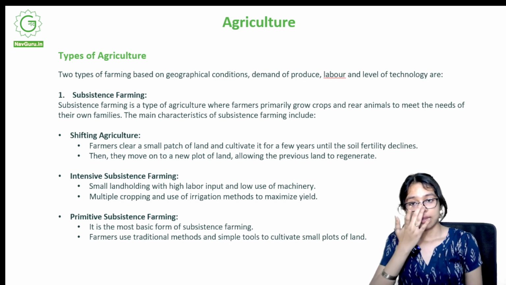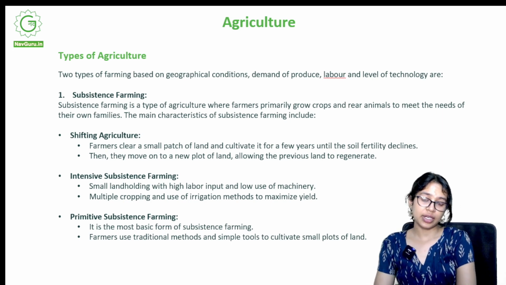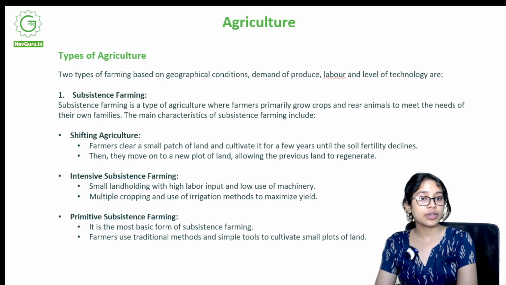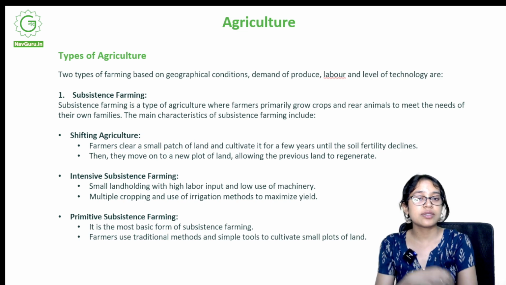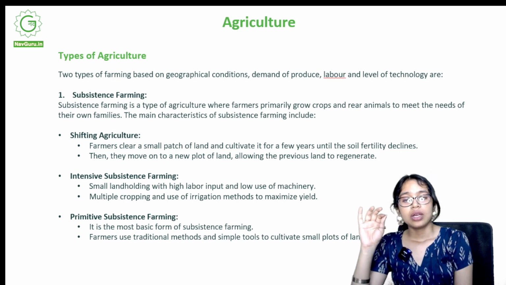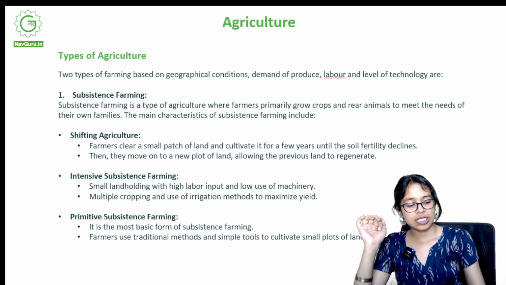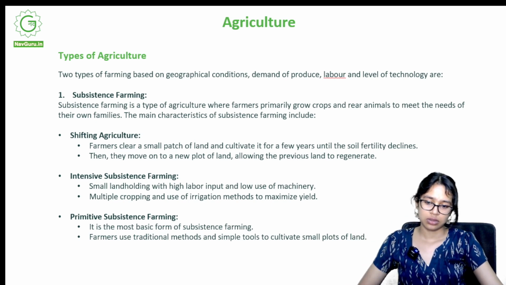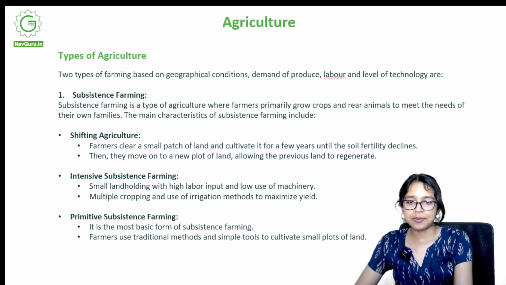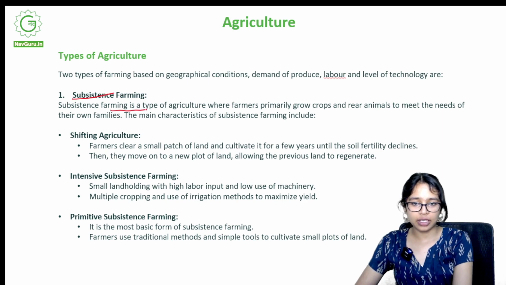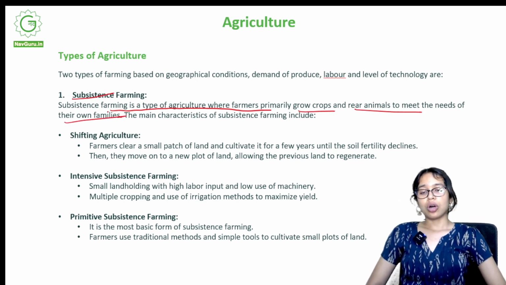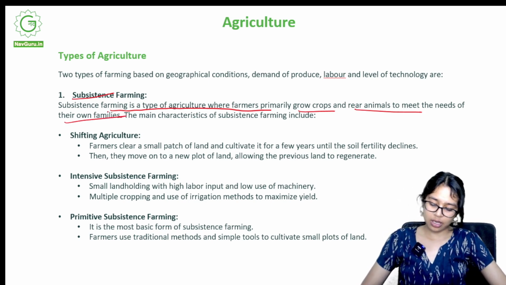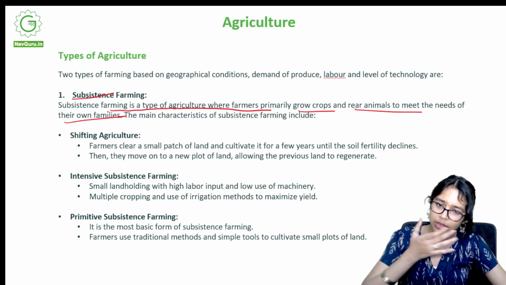Subsistence farming is a type of agriculture where farmers primarily grow crops and rear animals to meet the needs of their own families. The main characteristics of subsistence farming include. So, okay, what is subsistence farming? Subsistence farming is a type of agriculture where farmers primarily grow crops and rear animals to meet the needs of their own families. So subsistence farming is, let's say, a farmer has a very small field.